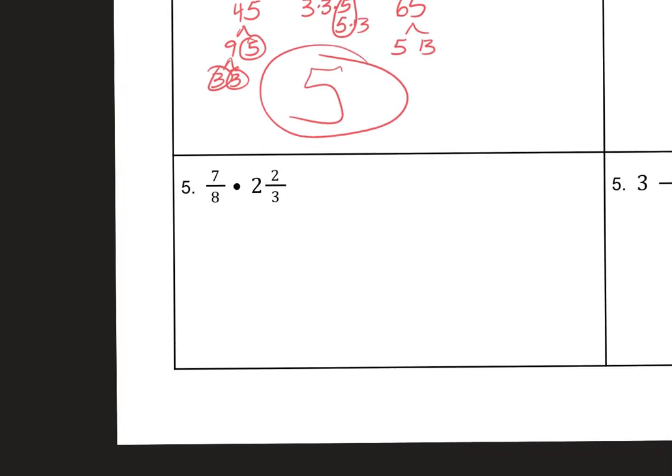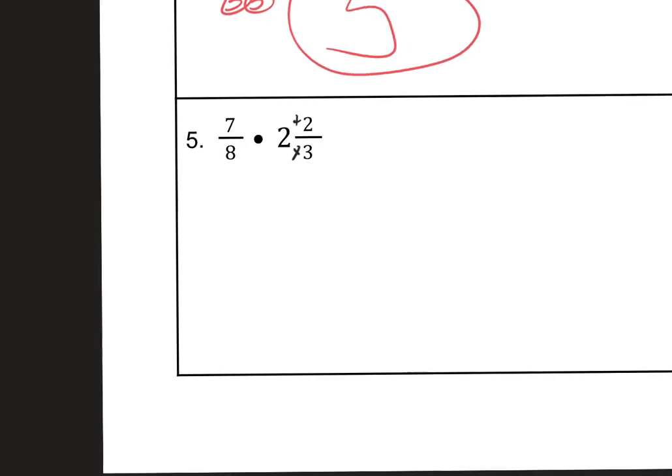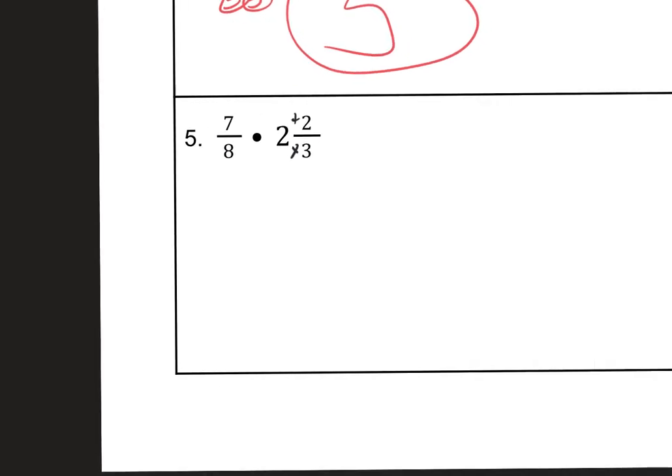Problem number 5. We have to multiply. We're going to multiply 7/8 times 2 2/3. Before we can multiply, we're going to have to use the wheel method and change 2 2/3 into an improper fraction. So we're going to multiply and then add. We're going to multiply the denominator 3 times the whole number 2 and get 6, and then add the 2 at the top, the numerator, and get 8.